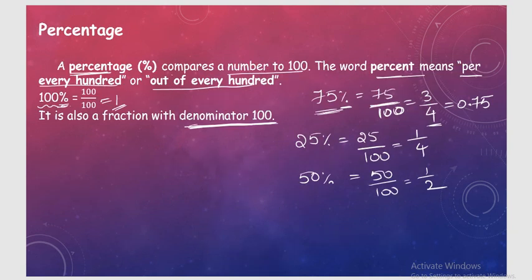Next, about percentages. Percentage means nothing but comparing a number with 100. So 75% means 75 by 100, 25% means 25 by 100. Whenever a percentage is given, instead of the percent symbol, we can directly divide by 100, right?